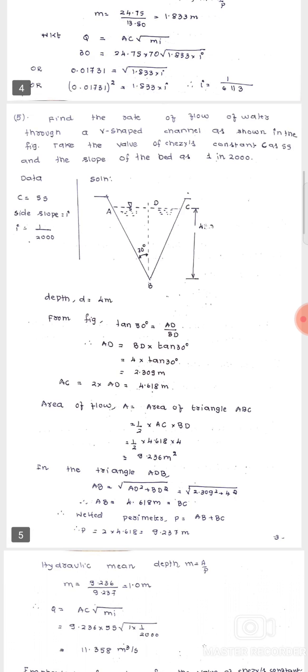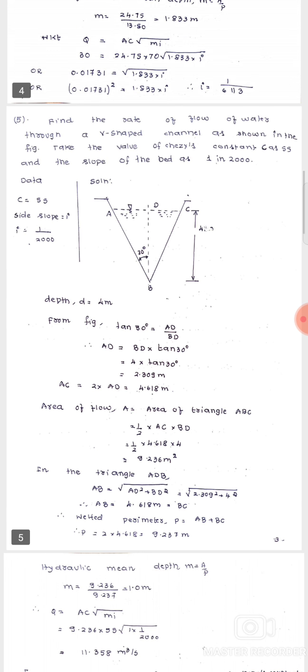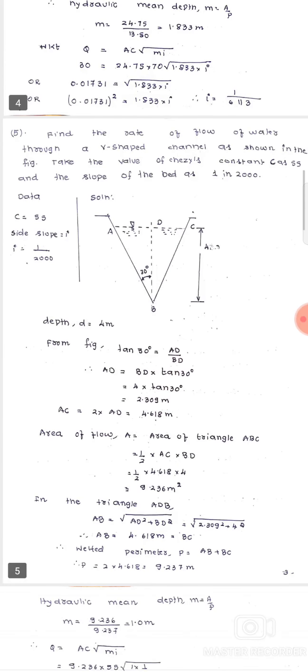Then go to the fifth numerical. It is for a V notch, or we can say a triangular cross section. For the triangular cross section, the fifth numerical: find the rate of flow of water through a V-shaped channel as shown in the figure.